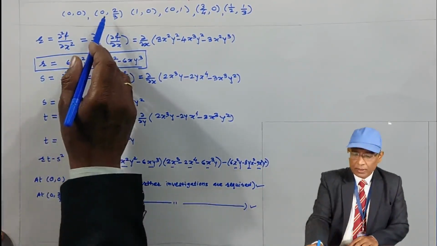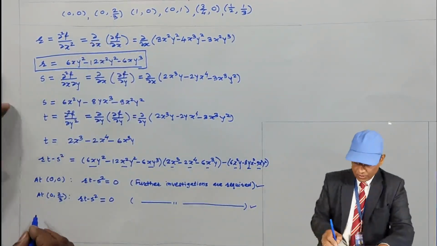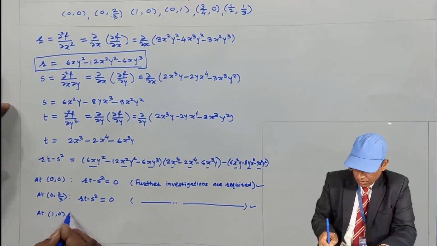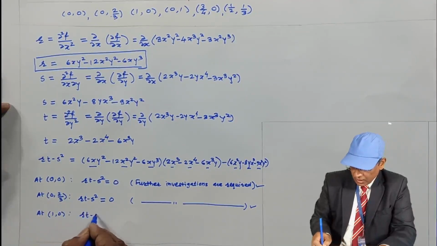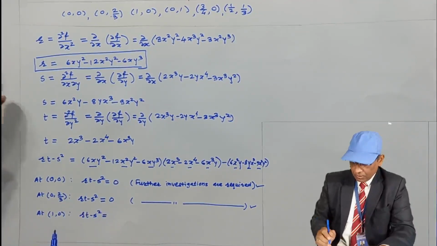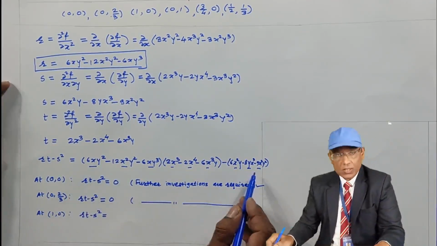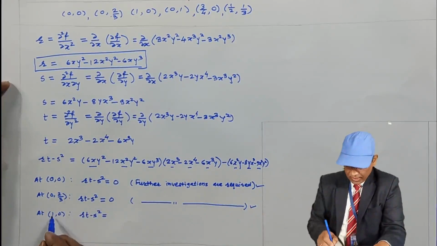At the second point, further investigations are required. At (1, 0), I am going to calculate RT minus S square. Means at (1, 0) we are going to calculate the value of RT minus S square. It is very clear to put x equal to 1 and y equal to 0.